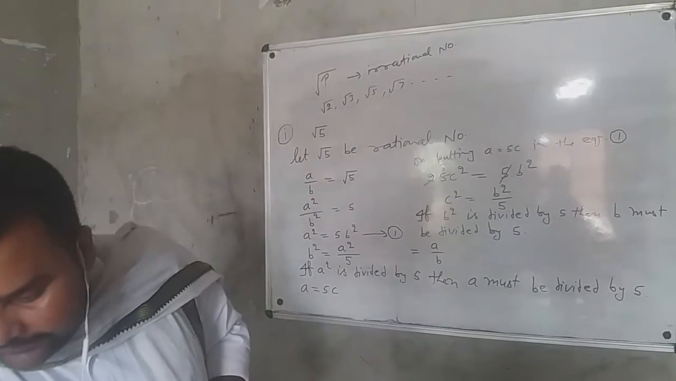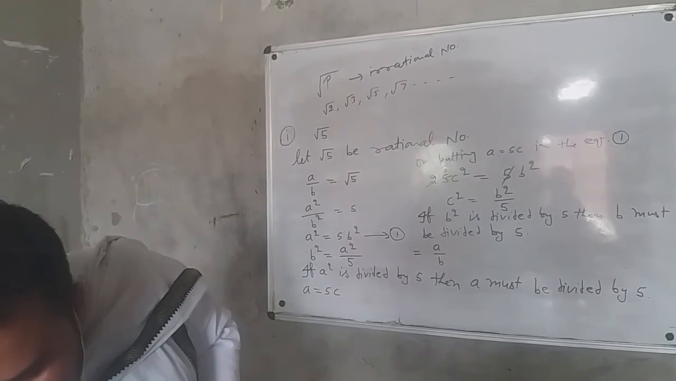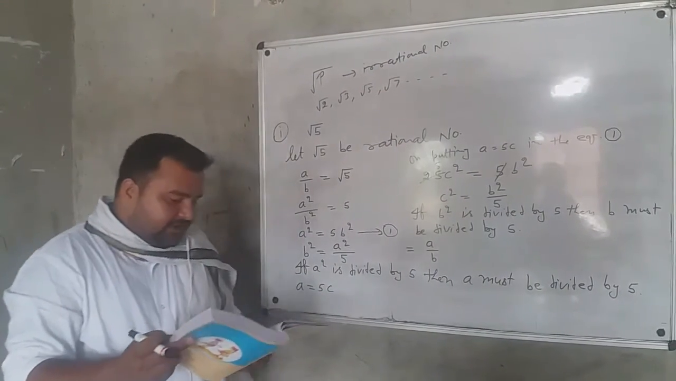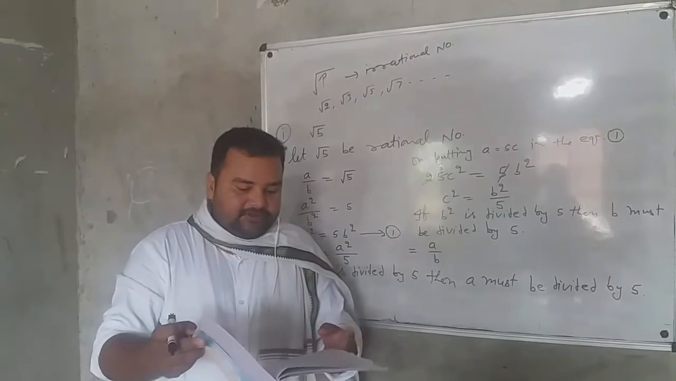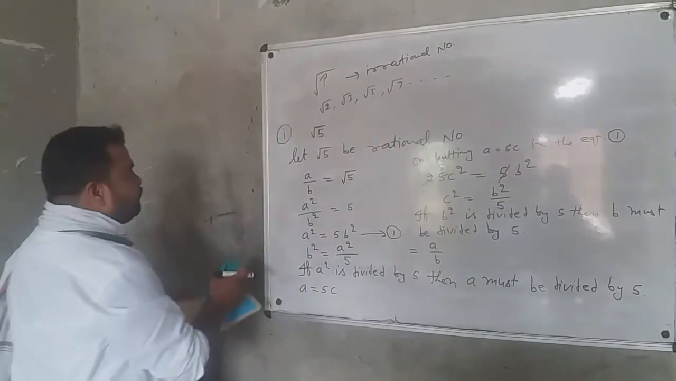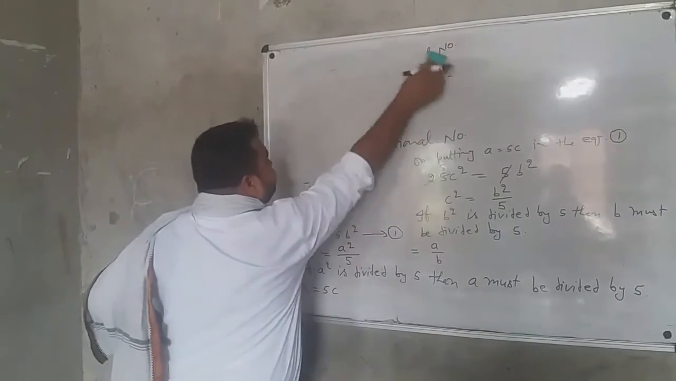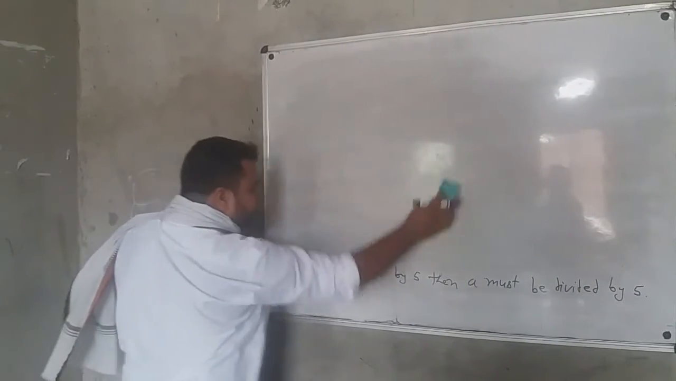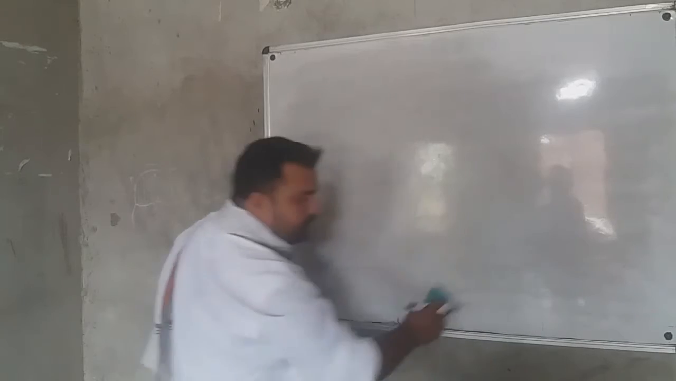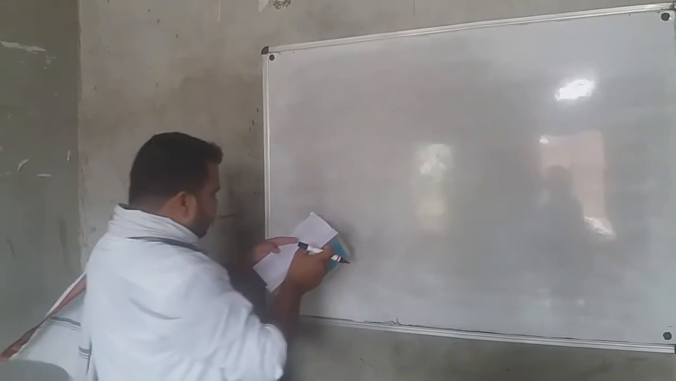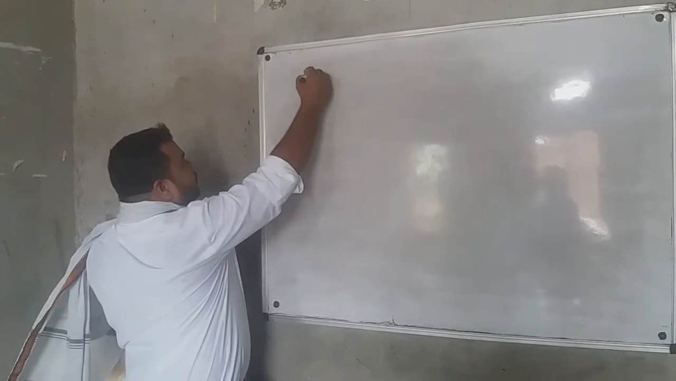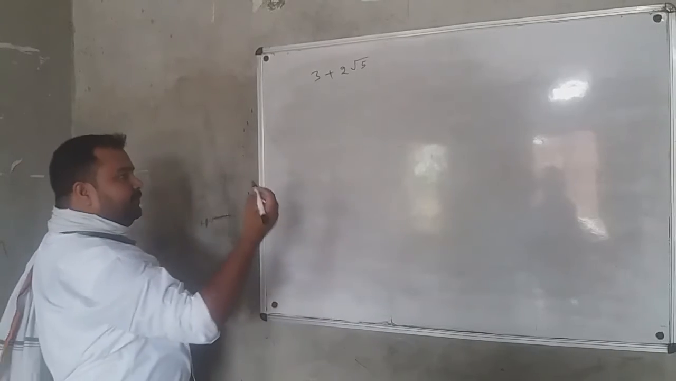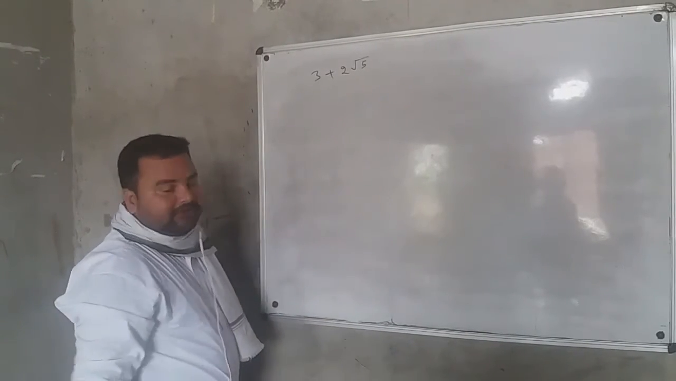Now question number 2 says, prove that 3 plus 2 root 5 is irrational. Okay. So the same as I did in the first question.